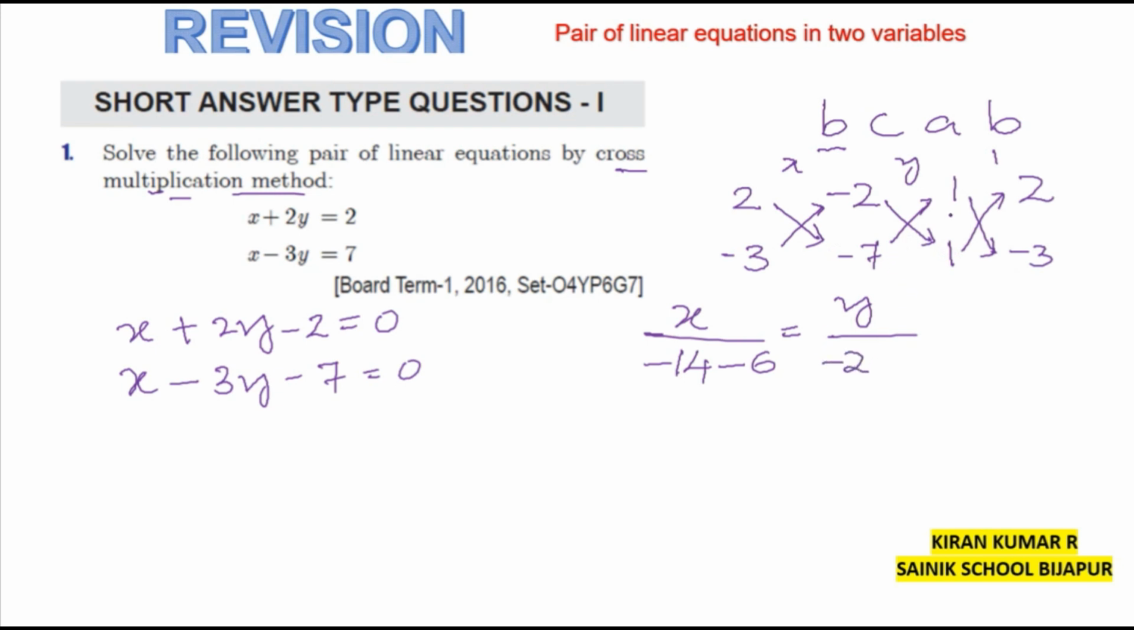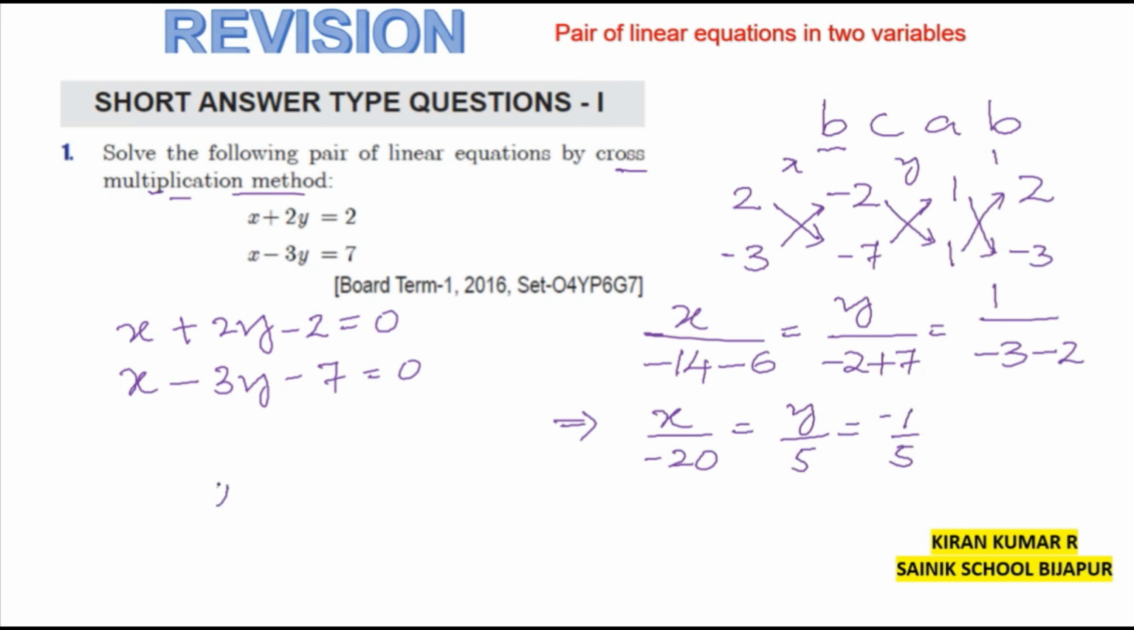minus of 7 times 1 is negative 7, negative 7 multiplied by minus gives positive 7, which is equal to 1 divided by minus 3, minus of 1 into 2, which is minus 2. On simplification, we get x divided by minus 20 equal to y divided by positive 5 equal to 1 by minus 5. I'll write it as minus 1 by 5.